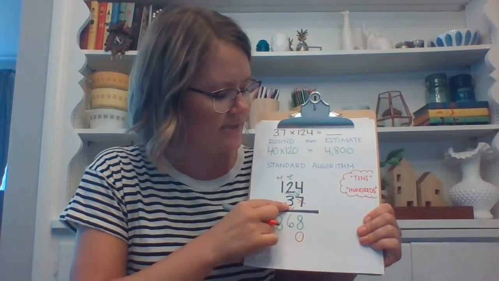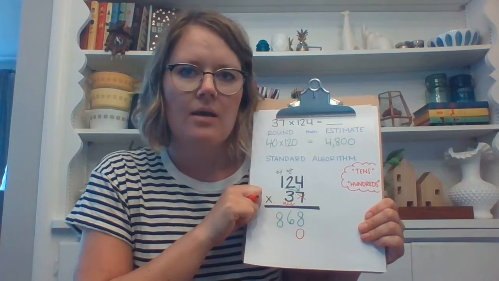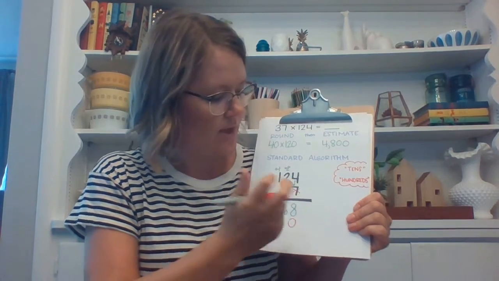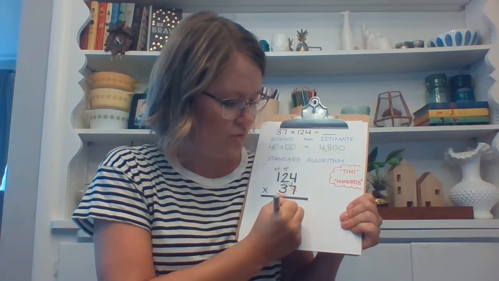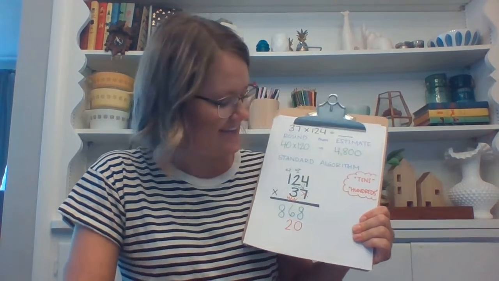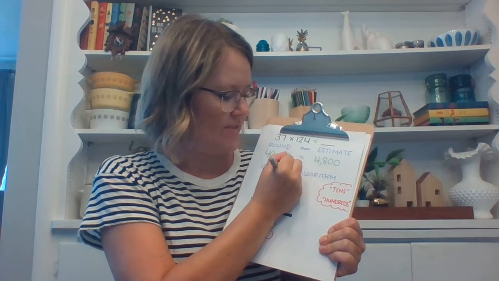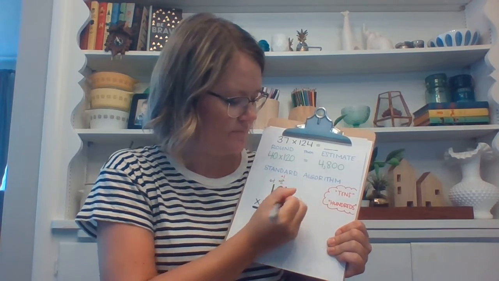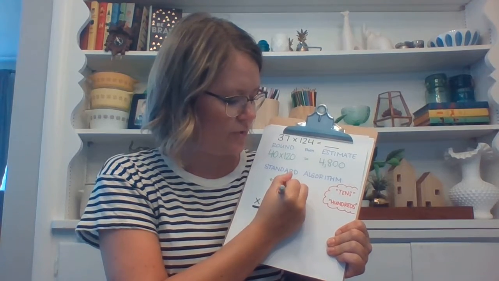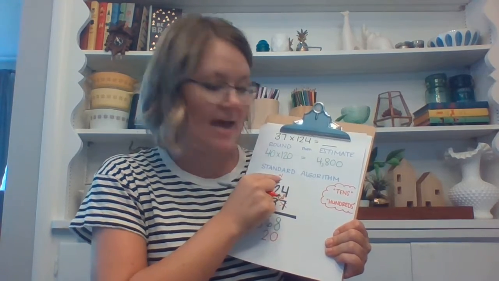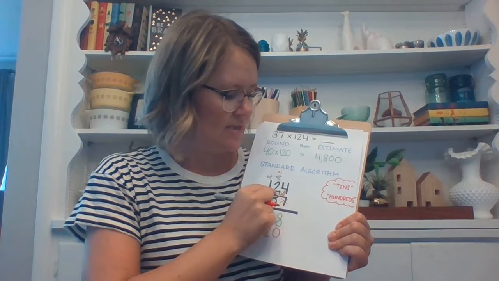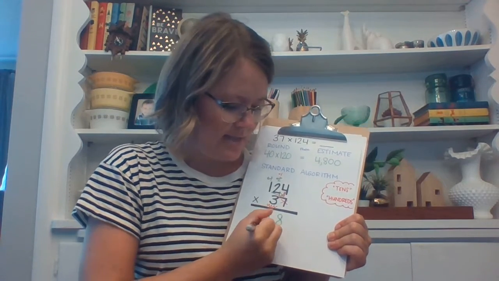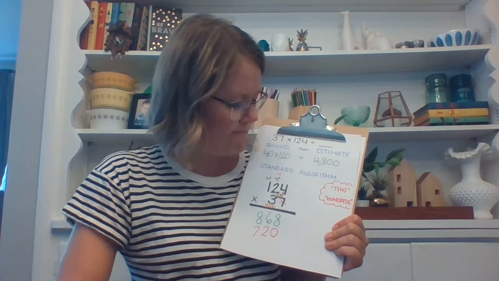So I'm going to do 3 tens times 4. So 3 times 4 is 12. So I'm going to write the 2 right here in the tens place. And then I'm going to carry the 1 above the next digit that I'm going to multiply by. Whoopsies. Okay, so now I have to do 3 tens by 2 tens and then add 1. So 3 times 2 is 6, plus 1 is 7. That's going to be in the hundreds place.